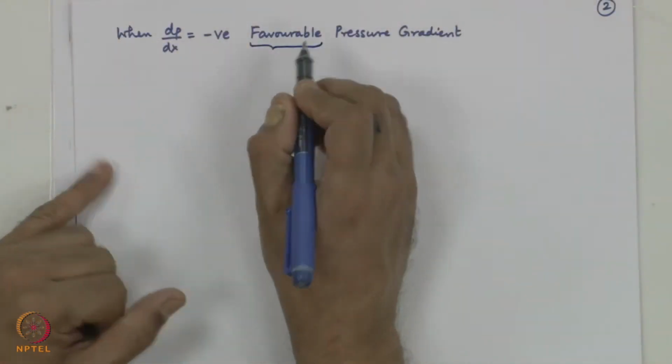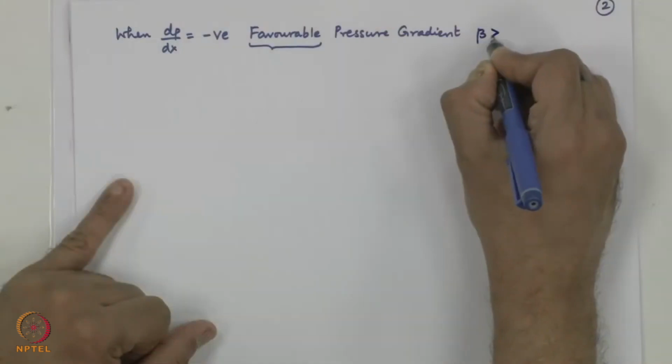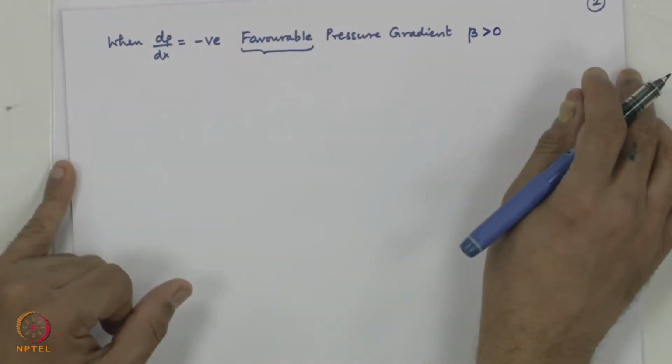So, dP by dx necessarily has to be negative, hence it is called a favorable pressure gradient. If this is there, then flow is going to happen. So, this corresponds to beta greater than 0.